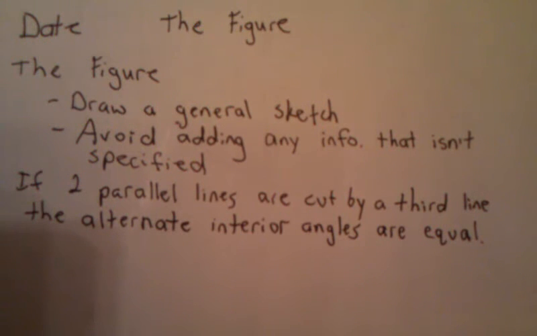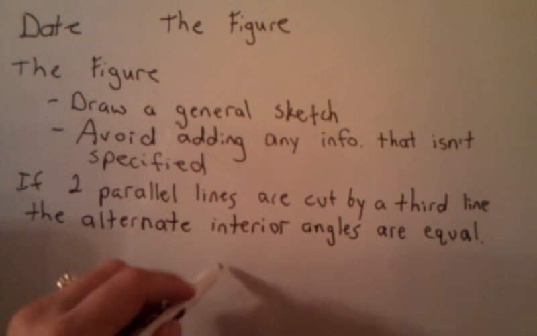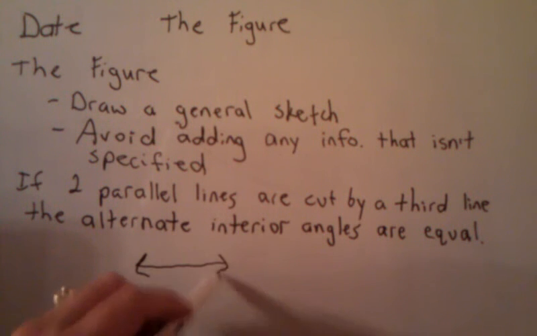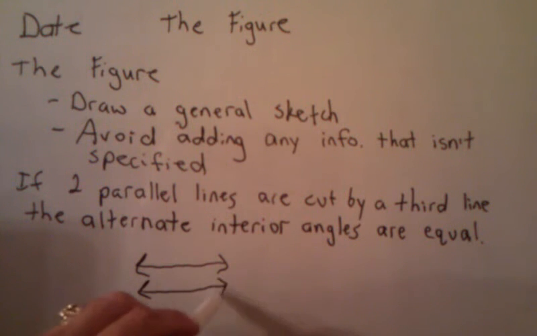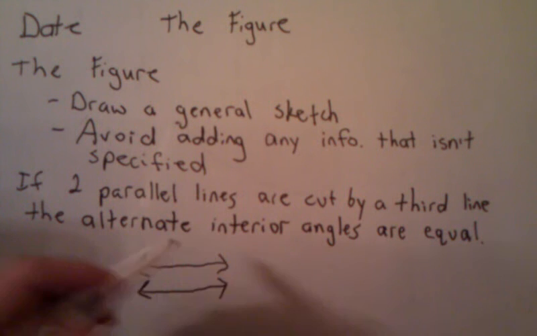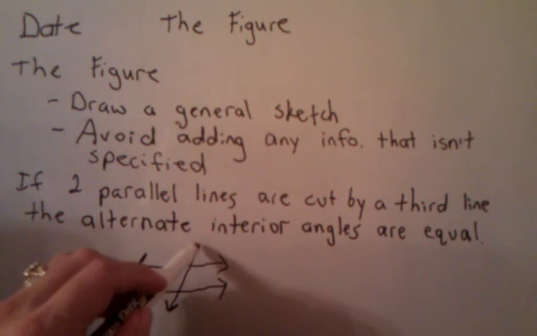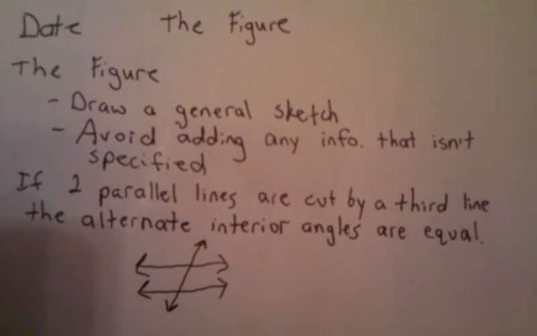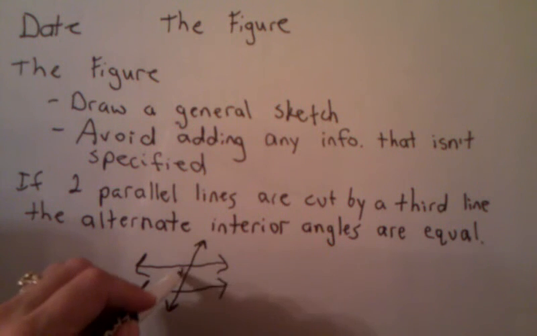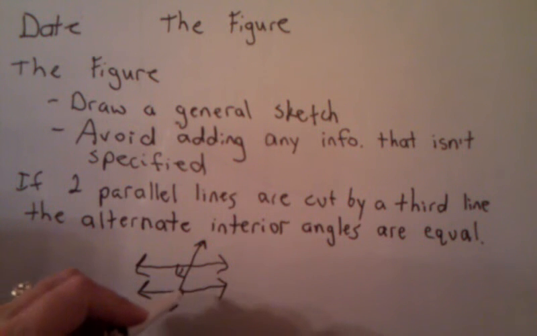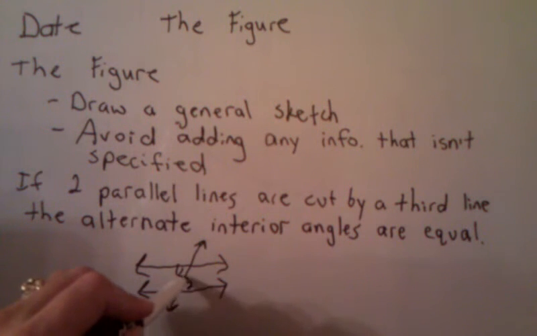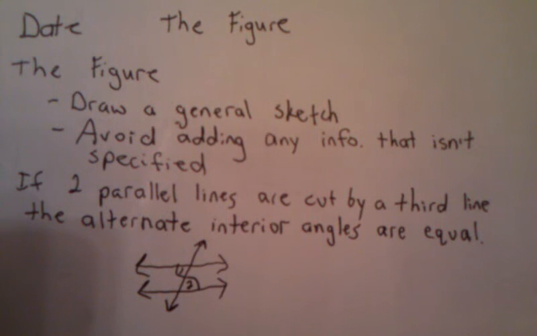So let's draw a diagram. We have parallel lines. Remember, parallel means they'll never ever touch. So here's a parallel line. Here's a line parallel to it. There's two lines, and it says if they're cut by a third line, there we go. So we have angle 1, angle 2. Those are alternate interior angles. We're saying that these two angles are equal. That's all we know.